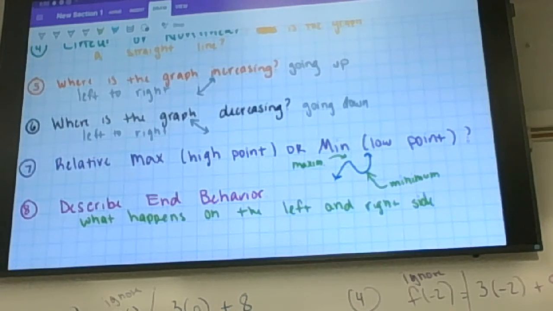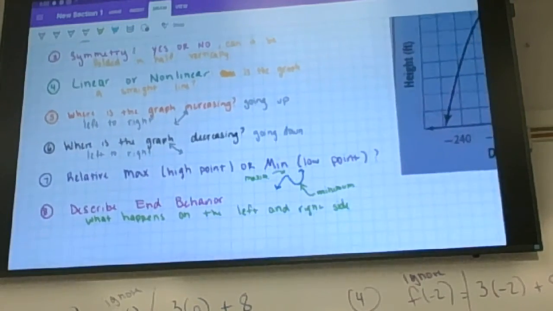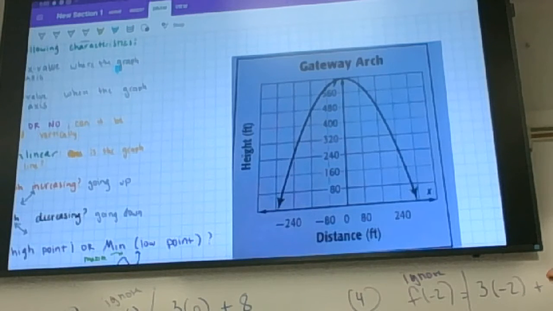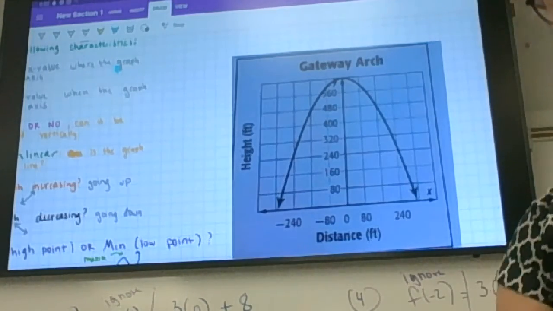All right, so let's do this. I'm going to show a graph and we're going to describe all 8 parts of this. My problem is I can't show the questions and the graph at the same time. There's our graph. We're going to answer our 8 questions. I guess I'll do it on the board.